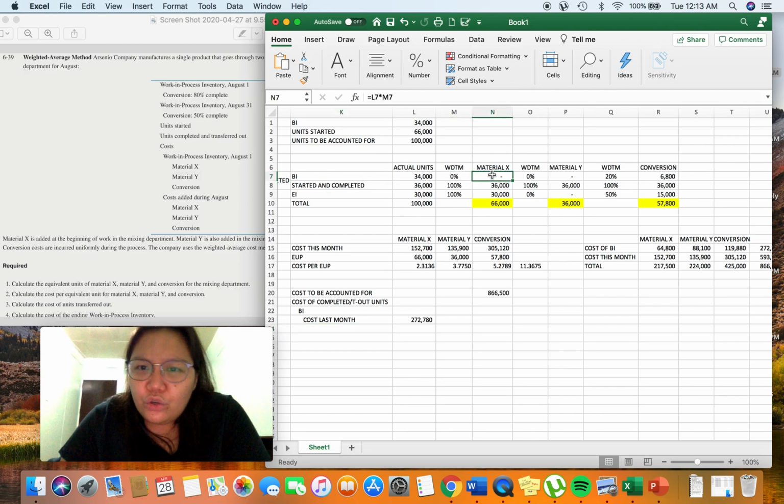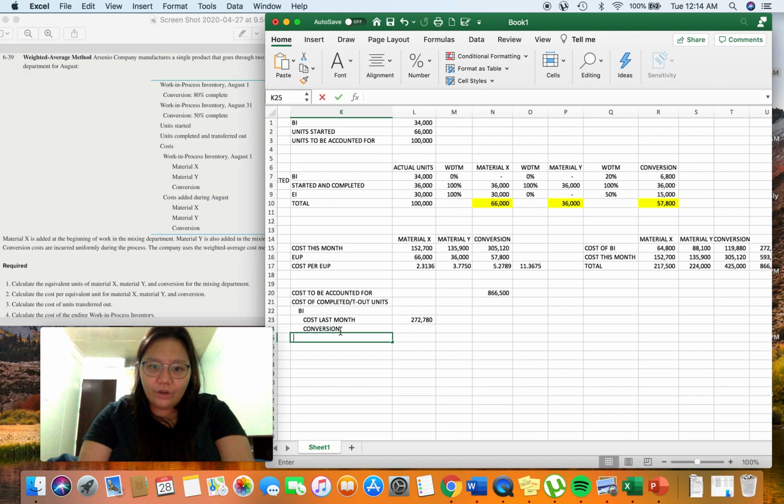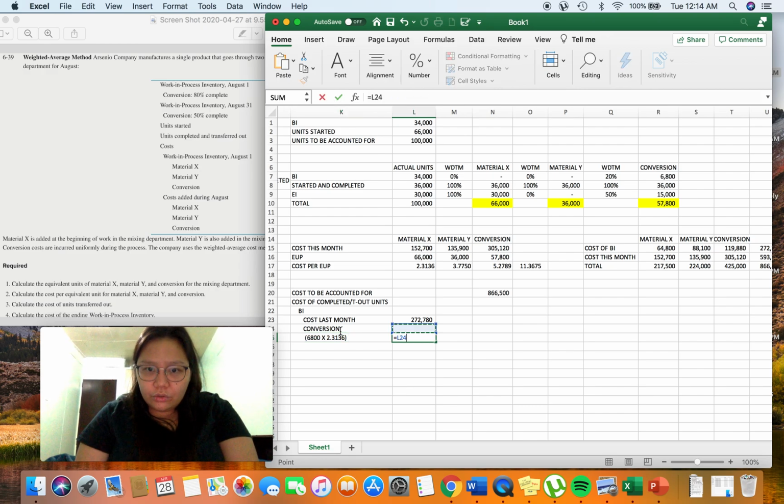month, no? So, for material X, wala tayong dinagdag na kahit anong material X sa kanya. Material Y, wala ka rin nadagdag na kahit ano. But for conversion, di ba? So, for conversion, we have the following. So we have 6,800 multiplied by 2.3136.